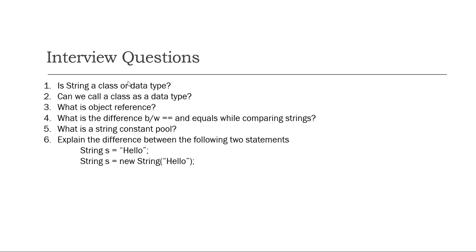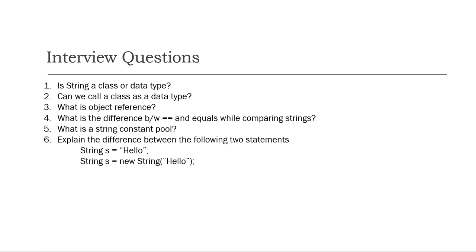The second question is, can we call a class a data type? Yes, a class is also called a user defined data type. This is because the user can create a class. The next question is, what is object reference? Object reference is a unique hexadecimal number representing the memory address of the object. It is useful to access the memory of the object. That's what we have seen in the diagram, right? When we create the object using the new keyword or directly using the equal operator, JVM internally creates some hexadecimal number. That is nothing but the object reference.